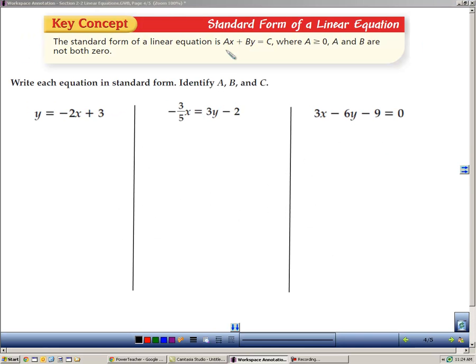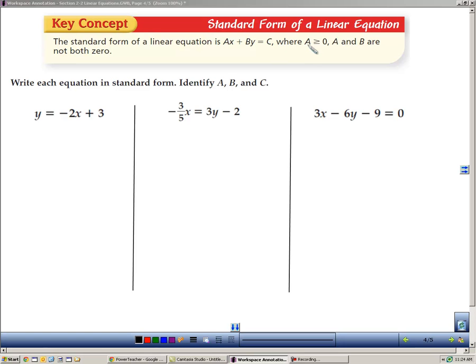Here we're going to look at the standard form of a linear equation. You may recognize standard form as ax plus by equals c. A couple things about the a, b, and c. Those are nothing more than numbers. The x and y are the only variables in this form. A, b, and c are just numbers.